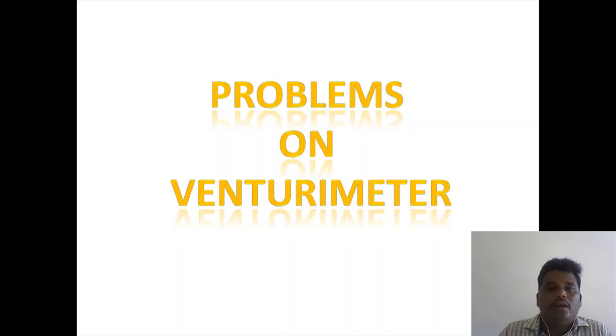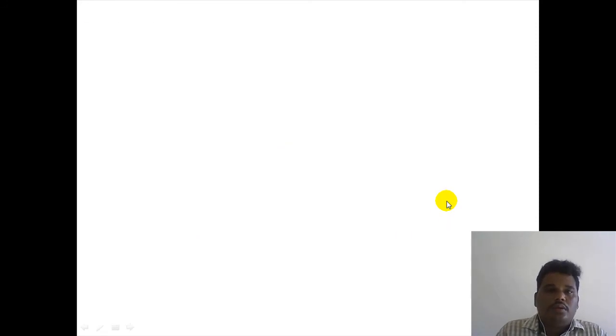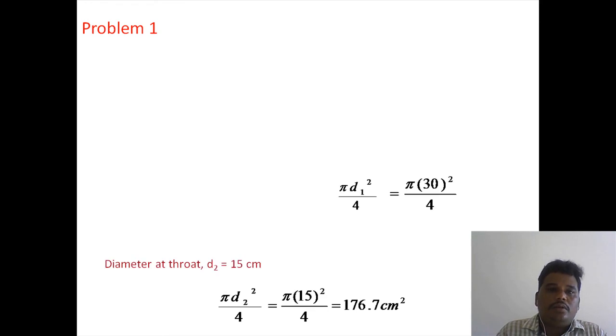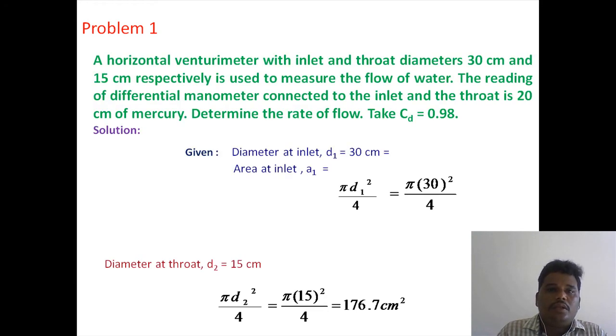After the derivation of the venturi meter and orifice meter, now we can go for problems on the venturi meter. Various numerical problems on the venturi meter are discussed, which are in your syllabus as well as previous question papers. Problem 1: in a horizontal venturi meter, the inlet and throat diameters are given as 30 centimeters and 15 centimeters respectively, used to measure the flow rate discharge.